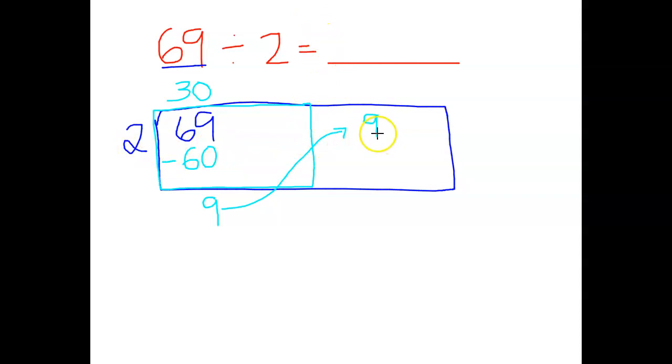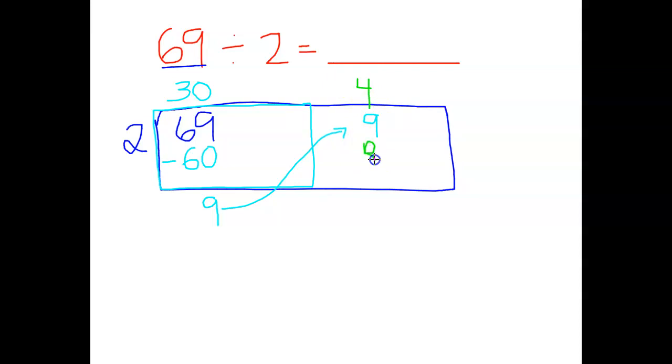And so now I'm going to ask myself the same question I did before. How many groups of 2 can I pull out of 9? And notice how this very last box is your basic facts. Very similar to multiplication. So I know that I can do 1 group of 2 and take care of 2, but that's not anywhere close to 9. I want to try and get as close as possible. So 2 groups of 2 is 4. 3 groups of 2, that's 6. 4 groups of 2, that's 8. 5 groups of 2 would be too high because that would be 10.